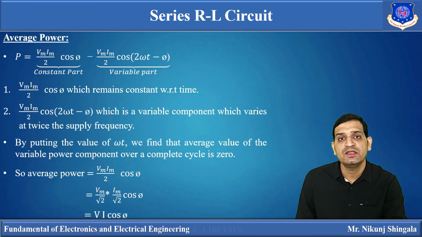In the case of a purely inductive circuit, we found that the average power is 0, because in one cycle energy is stored and in the other cycle energy is returned back. But in the case of a series combination of an RL circuit, the average power is not 0, because there is a phase angle phi present between the supply voltage and the resulting current, which is not pi by 2, but lies between 0 and pi by 2. So this is the actual power consumed in the series RL circuit.